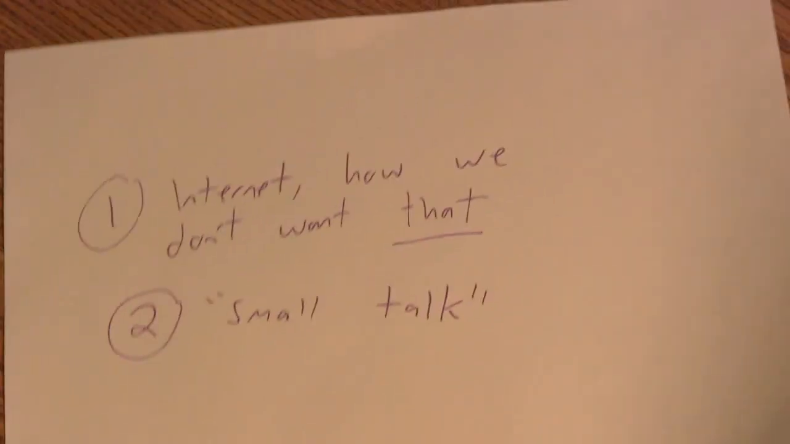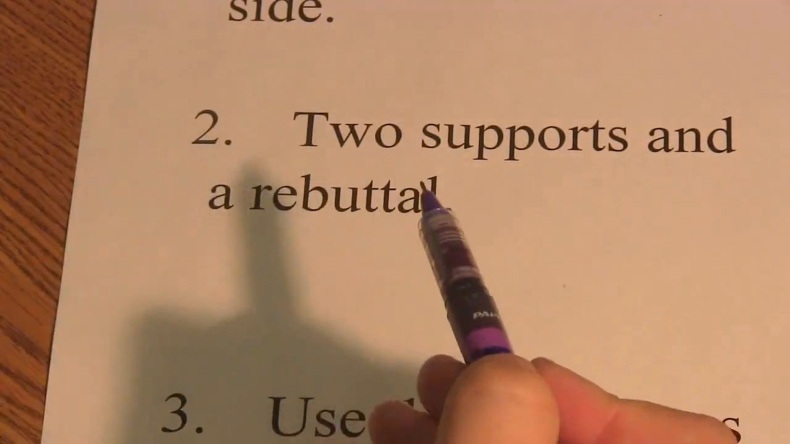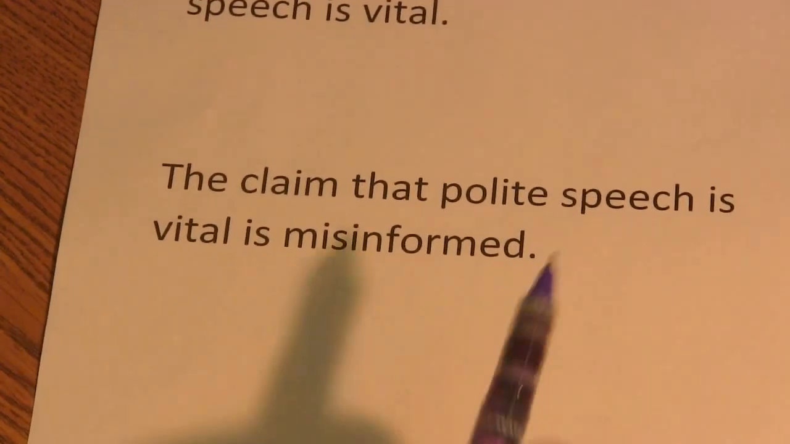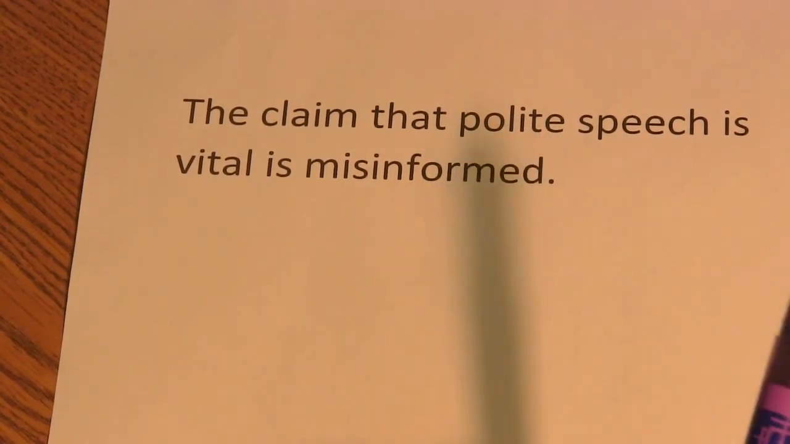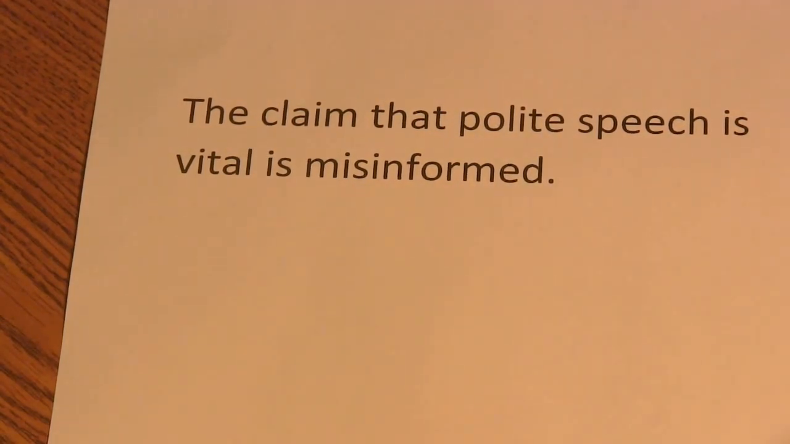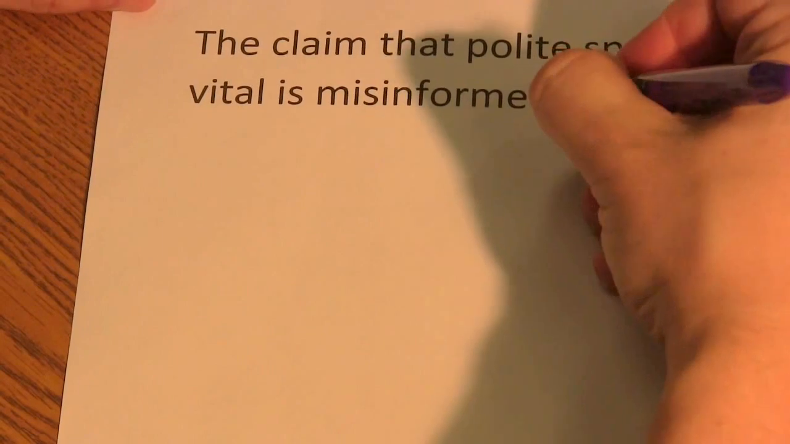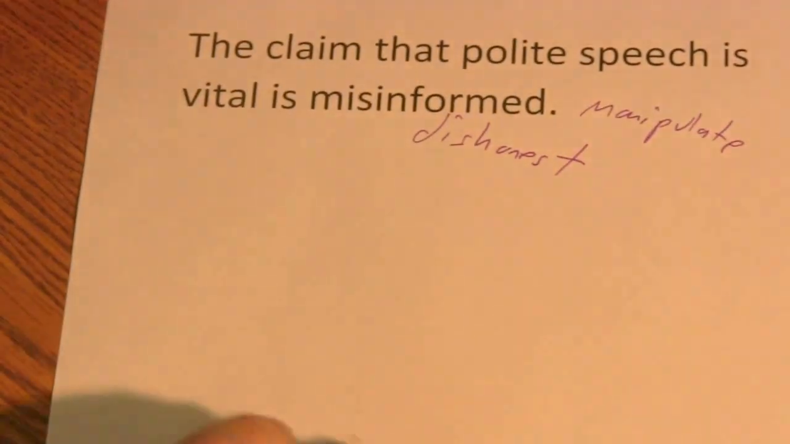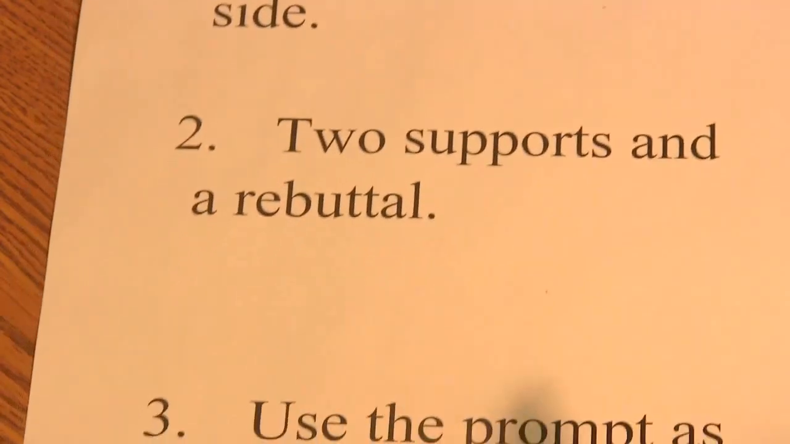Our third paragraph, we remember that we want to do two supports and a rebuttal. So what's a rebuttal? A rebuttal is the other side that you are not taking, and that's why it's so important that you wrote down both sides of the argument when you first started to plan this. And so we're taking this side, but you already wrote down the claim that polite speech is vital is misinformed. So now you're going to argue against that side. And you have to think of some reasons why this side is wrong. So you would begin your rebuttal paragraph by saying, some people may think that the claim that polite speech is vital is misinformed. Now, why might they think that? They may think that polite speech is a way for you to manipulate people, that it's dishonest. So what would you say to somebody who believes those things? That's your third paragraph.